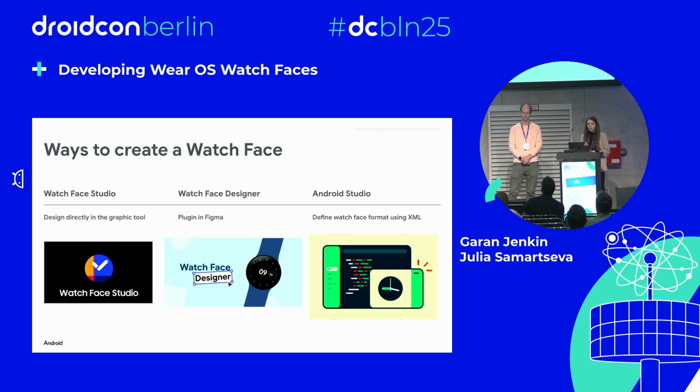So generally, there are three tools that you can use to create a watch face. First one is Watch Face Studio, which is a graphic tool for creating watch faces. Watch Face Designer is another one, which was released just this month, where you can design watch faces directly in Figma. And finally, you can define the format directly in Android Studio by manually modifying the declarative XML yourself. So the first two tools, Watch Face Studio and Watch Face Designer, actually don't require you to write any code, so they can be used by designers.